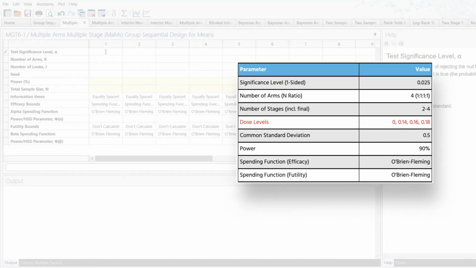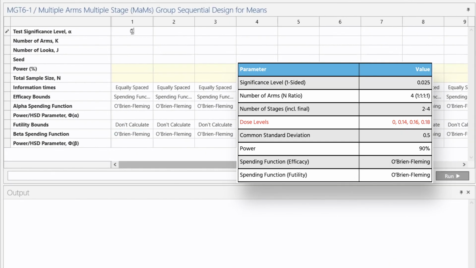In this case, the researchers wanted 0.025 significance level, with the number of arms equal to 3. Note that this is the number of treatment arms with an additional placebo or control arm being added to this for a total number of arms of k plus 1, or in this case 4.